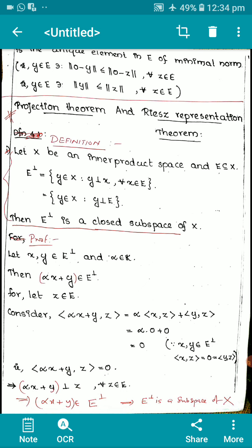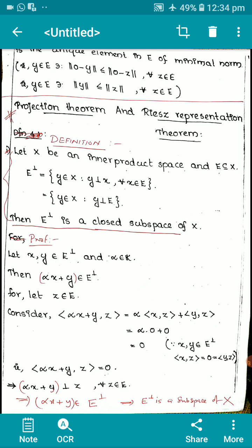So you have to prove that it is a subspace of X, and you have to prove that it is a closed subspace of X. For that, the subspace part first: you take two elements x, y in E perp, and alpha a scalar, alpha in K. Then alpha x plus y is in E perp, definitely. Let z be in E. Consider the inner product of alpha x plus y with z, that is alpha times inner product xz plus inner product yz, that is alpha into 0, because one is in E and the other one is in E perp, orthogonal.